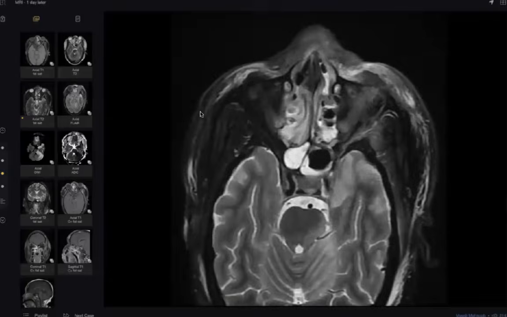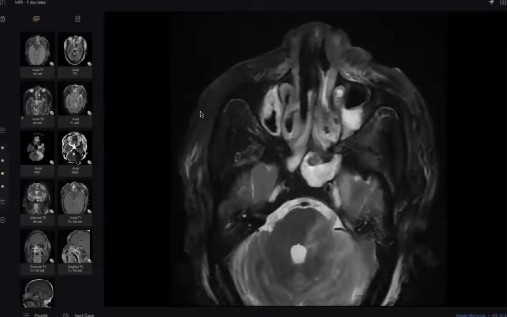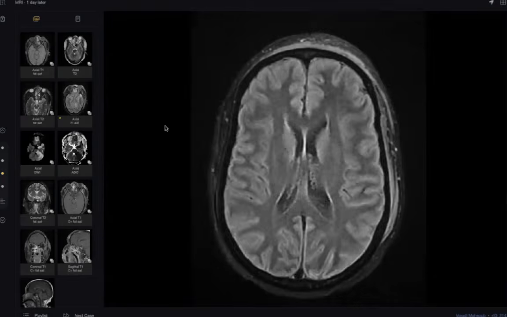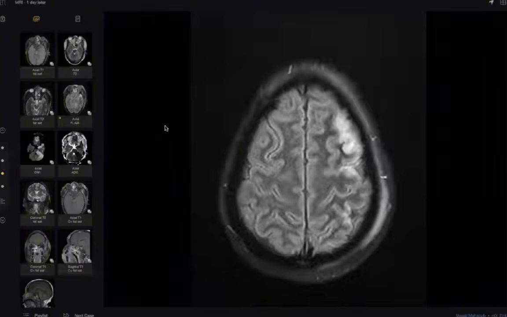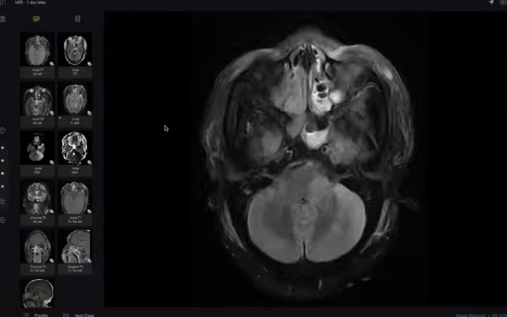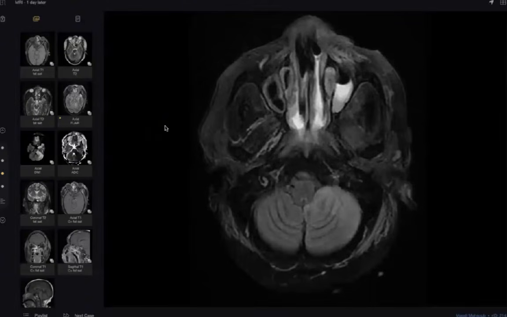So there are areas of signal void. So I'm concerned with fungal sinusitis, given these appearances. I would like to check the brain. There are multiple focal areas of increased T2 signal intensity in the left frontal, parietal, and temporal lobes. So these are the suspected areas of cerebritis.